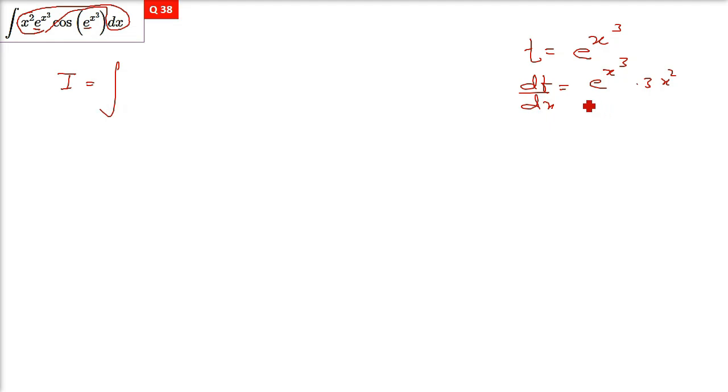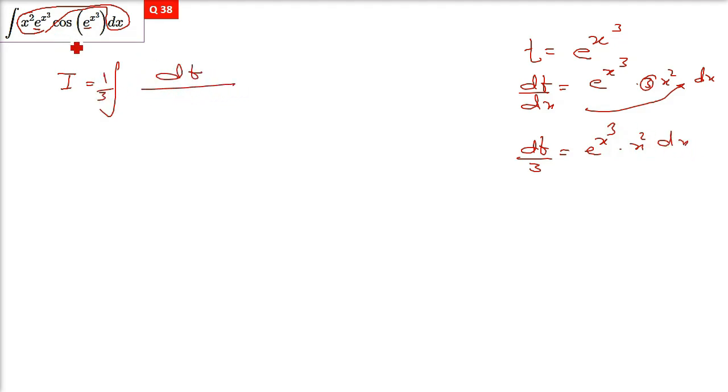So this integration will be, let's bring dx here, and there will be 3 on the denominator with dt. It will be dt by 3 and all other things on the right, e raised x cube, x square dx. So only cos t will remain. Dt by 3 you can write like this, and cos anything will have a direct integration. This is cos t. So this cos t integration will be sin t. 1 by 3 is already there, plus constant of integration. So the final result will be like this.